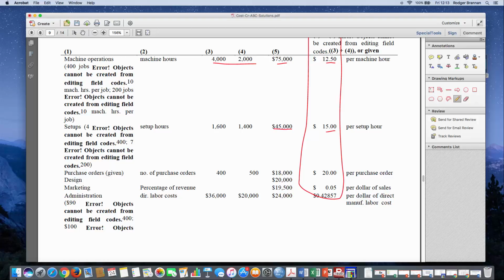But I'm going to go through and look at the number of purchase orders. There were 900 purchase orders at total cost of $18,000, so I have $20 per purchase order. Design, well, fine, I know what that is. Marketing, I'll come down, they've already allocated that for me, so I don't really need to worry about that. There's the 4 and the 16. Marketing is 5 cents per dollar. We'll come back to that issue in terms of revenues. Administrative cost, we know that as a function of my labor cost.